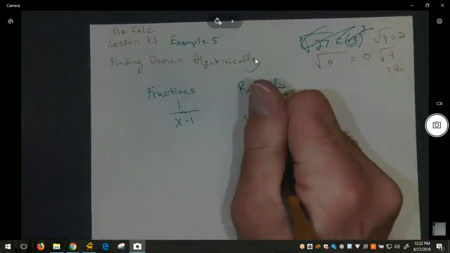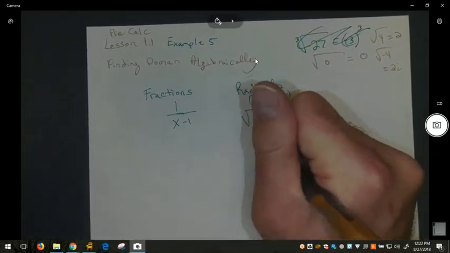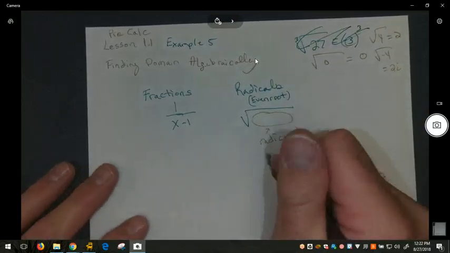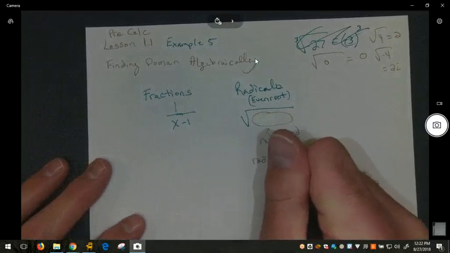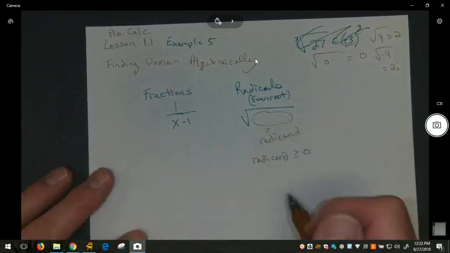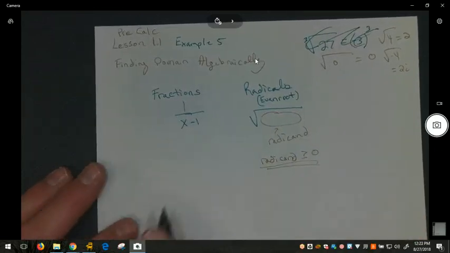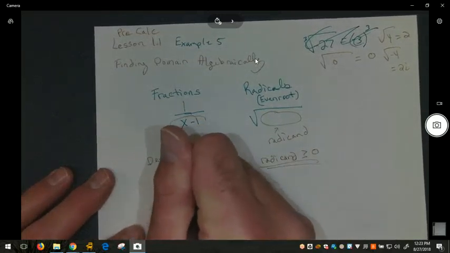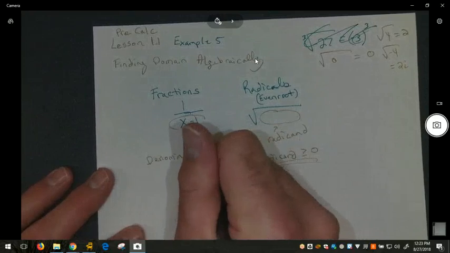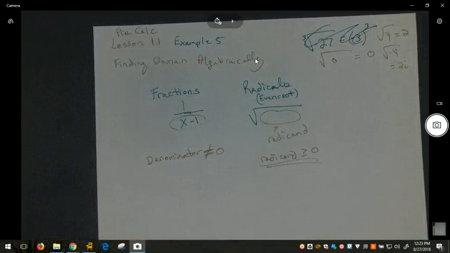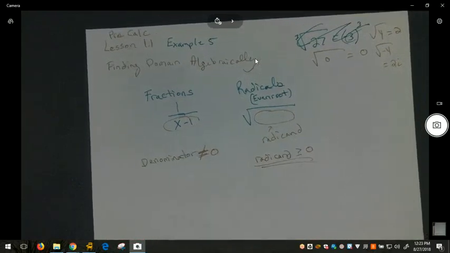So in this case, anything under the radical, which is called the radicand, must be greater than or equal to 0 when you're considering your domain. For a fraction, when you're considering the domain, the denominator is not allowed to equal 0. It can be any value, fractional, decimal value, that's fine, but it cannot equal 0. The expression in the denominator cannot equal 0.